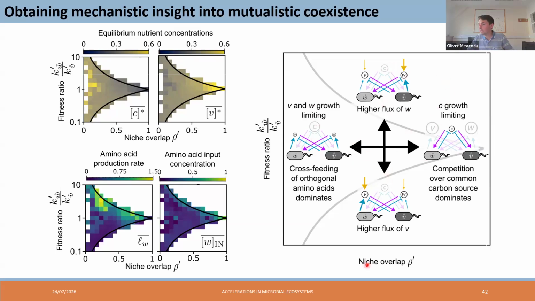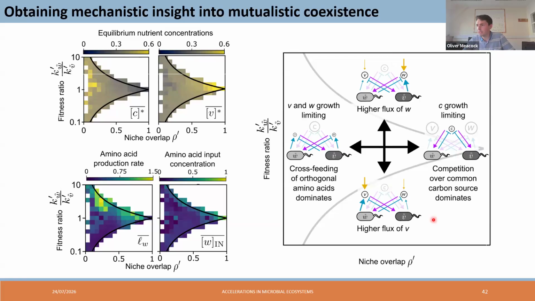Now over here, on this axis, we can understand this fitness ratio as being down to variations in the relative flux of these amino acids. So up here, we see that there's a much higher flux of this amino acid to this population over here, whereas over here what we've got is a much higher flux of V to the corresponding autotroph. And so this is what is really driving the variations along the fitness ratio axis.